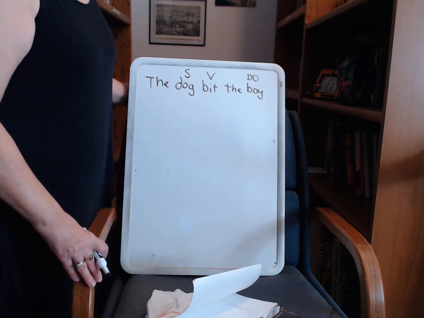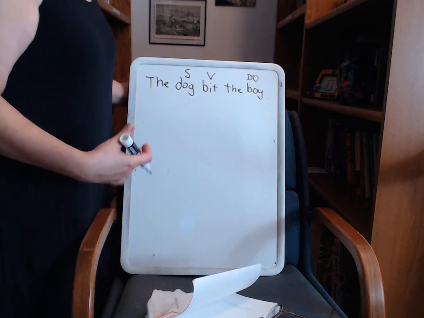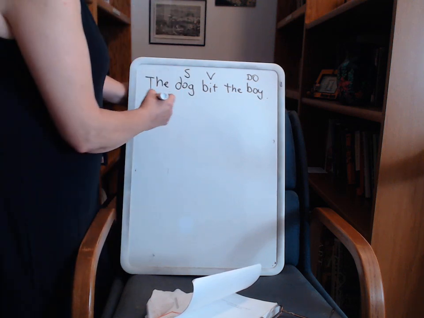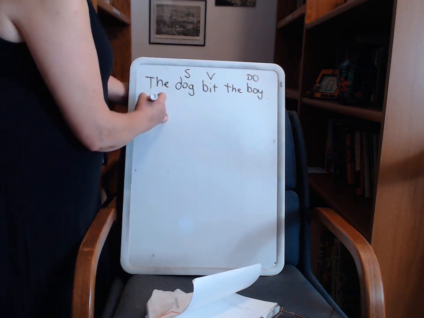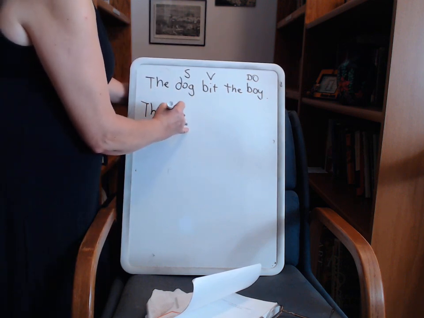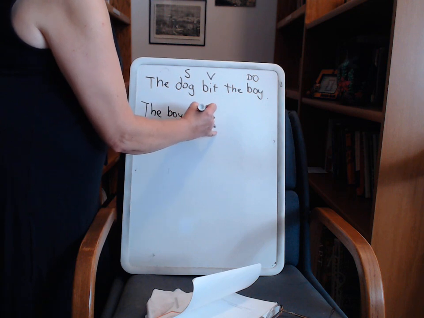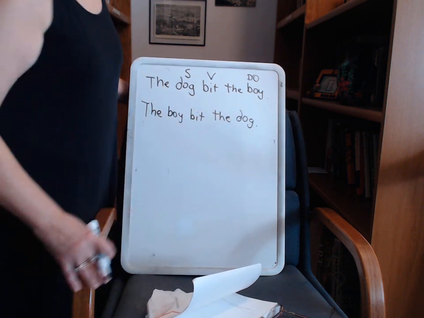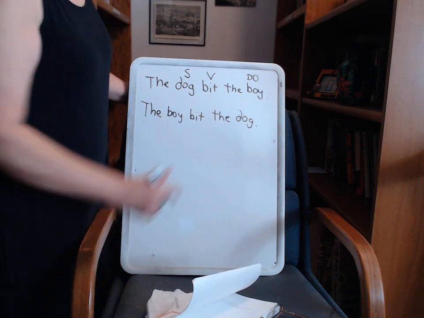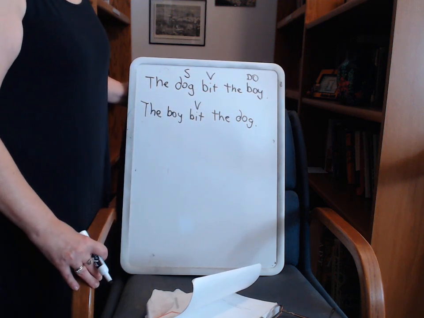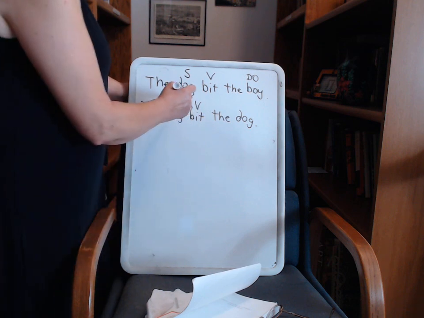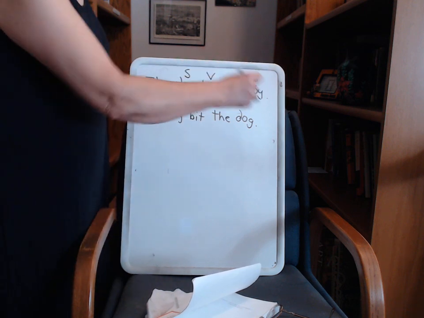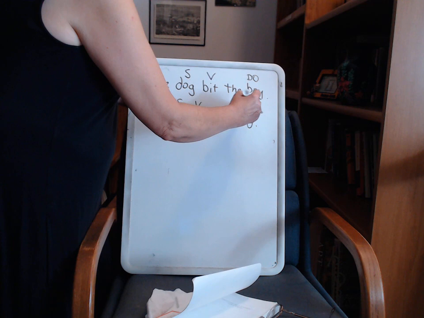In English, as you can see, the order of the words is really important. Because if I change this around, and some of you have heard me do this, the boy bit the dog. This is a completely different, very weird sentence. The verb is the same. But who's doing the biting? The boy. The boy bit who? The boy bit the dog.